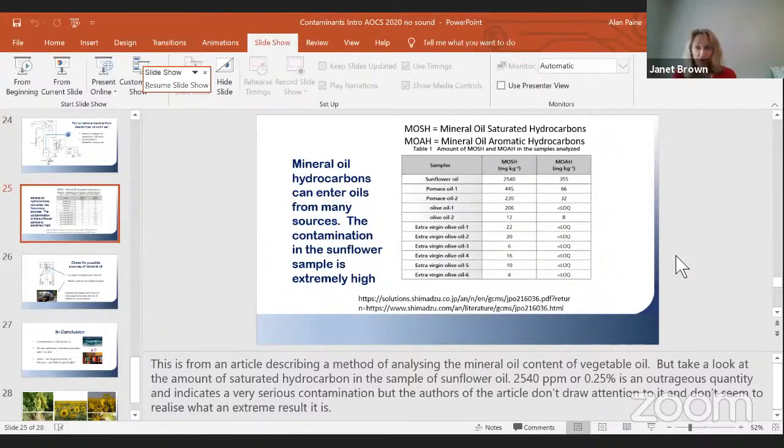Okay, we do have one more question. Oh, they keep coming in. Keep coming in, Alan. How about oxidized TAGs due to deodorization? Oxidized TAGs, triacylglycerols, probably. Yes, triacylglycerol. Well, I'm not sure that's really a contaminant.